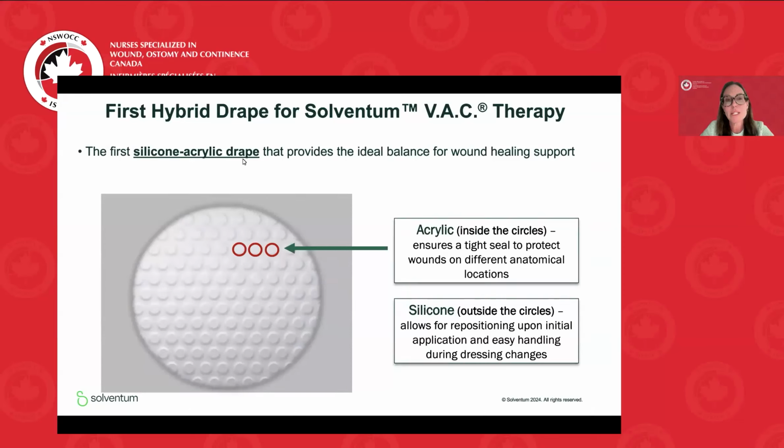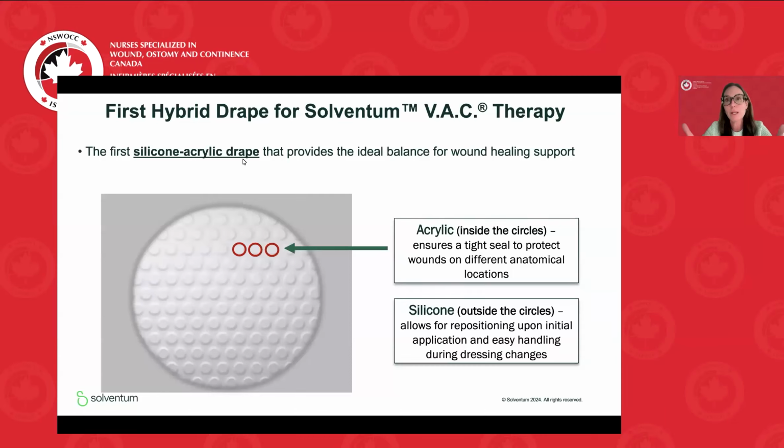And I think that this really plays into what we're going to talk about. But essentially, this silicone acrylic drape provides that ideal balance where inside the circles where the acrylic is, we're still getting that seal, right? We're getting the adhesion that we need. But the silicone, which is outside of the circles, allows for some repositioning as we're placing the dressing.